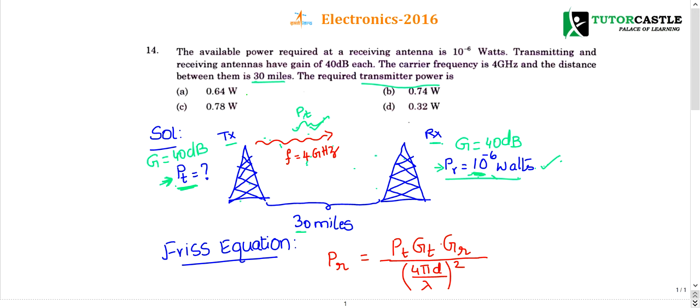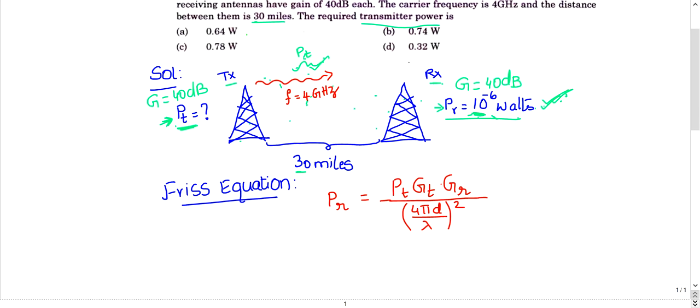Then what could be the transmitted power so that the received power is 10 power minus 6, he is asking. The distance between transmitter and receiver is 30 miles, already given, and the frequency of the signal is 4 gigahertz. Now let us see this type of question. When signal, power and distance are involved, directly use the Friis equation. This equation is used many times in electromagnetic theory, that is, in transmission lines.